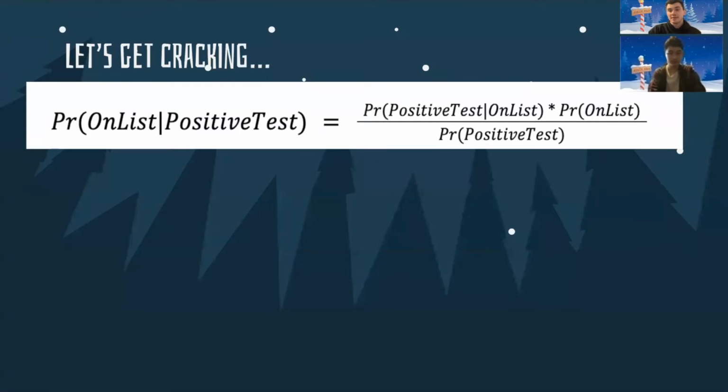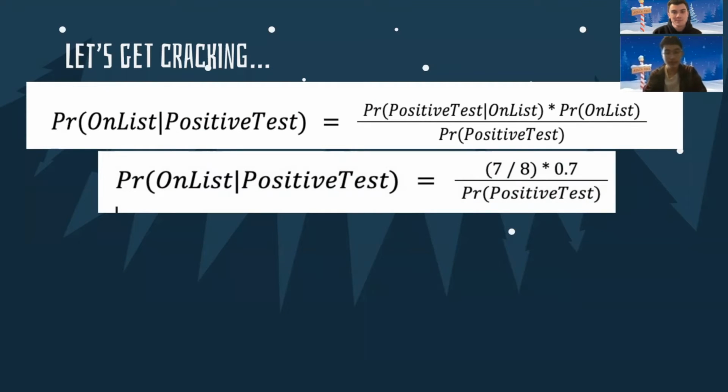So let's start cracking this case. To fill in some numbers, we know that the probability of a positive test, given that the thief is on the list, is 7 out of 8. Because if the thief is on the list, we will test him, and he will only be able to escape the test 1 out of 8 times. So 7 out of 8 times, the test will come back positive. The probability that he is actually on the list is 0.7 by Santa's estimations.